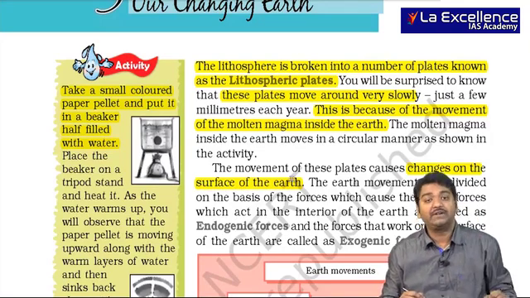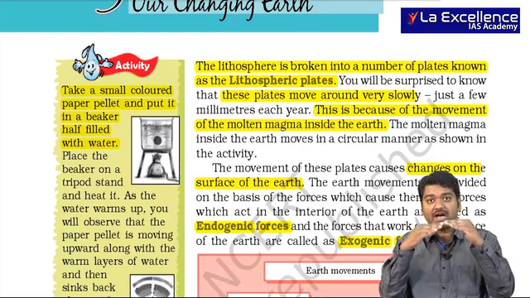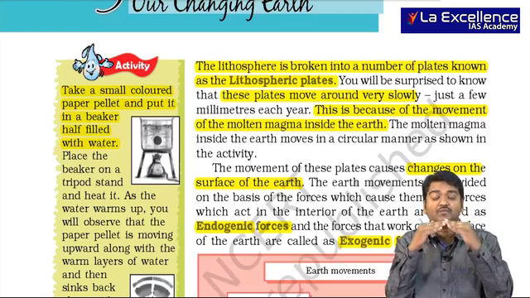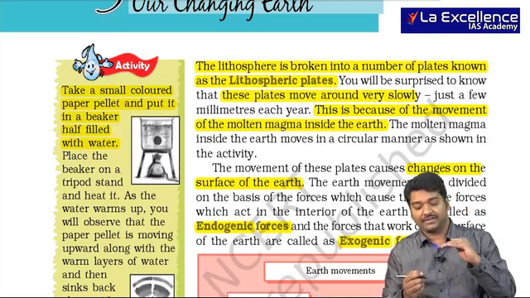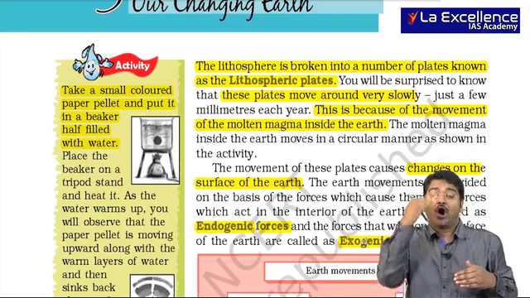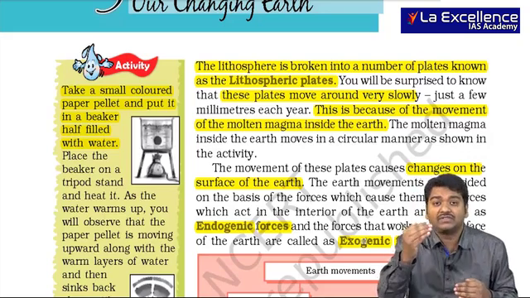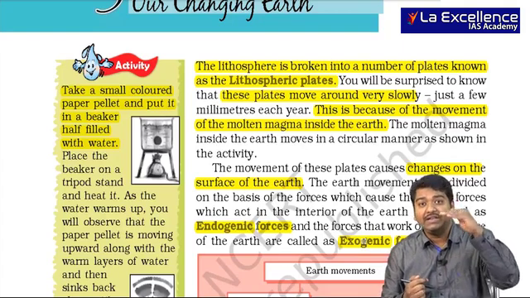On the basis of the movement, this can be divided into endogenic forces and exogenic forces. What is the meaning of it? If the forces are acting inside the earth crust, that is because of the movement of the magma, we call it endogenic. Endo means inside. But if any action or forces are acting on the surface without involvement of the magma, we call it exogenic forces. For example, river action may lead to erosion.